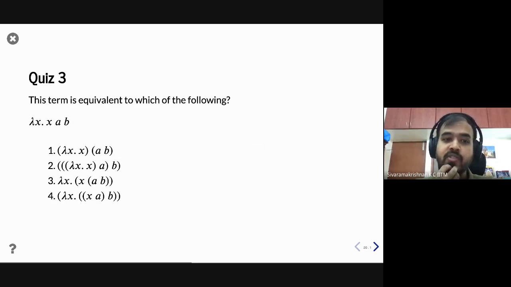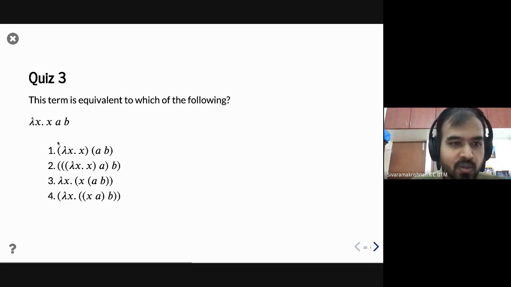This term is equivalent to which of the following? So I'm using extra brackets here for disambiguation. 4 is the correct answer, not 3. So you are missing the second convention. The convention is that when you have an application, the application is left associative.